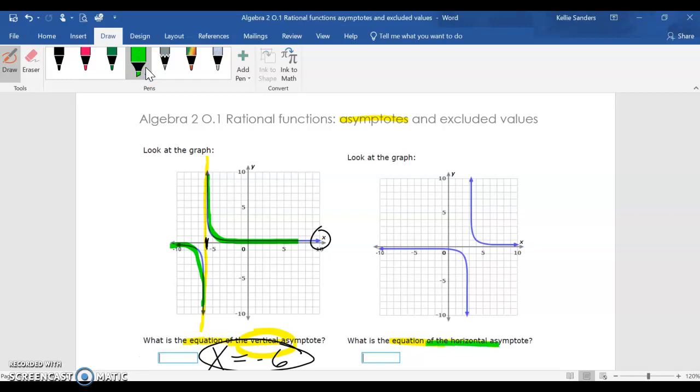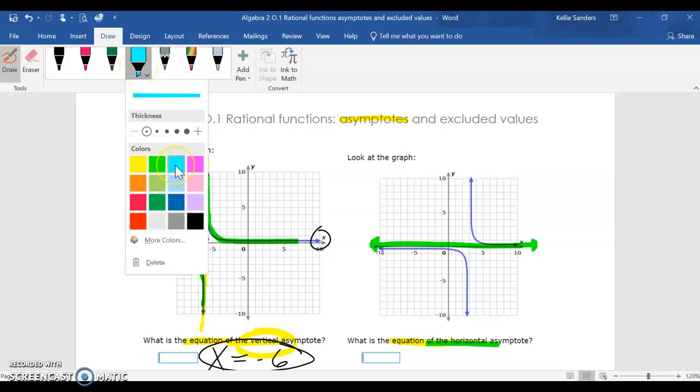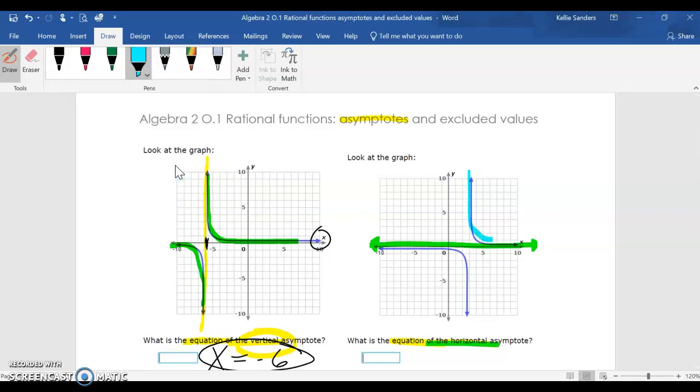Okay, horizontal asymptote. Horizontal goes left and right. Look at the blue curves and see where they're never going to cross, and it's this green line right there. It's getting closer and closer to the green line. It goes down, down, down, but it's never going to get there. And this one is getting closer and closer, but it never gets there. So what is the equation of that green line? On this one, it crosses the y-axis at 0.